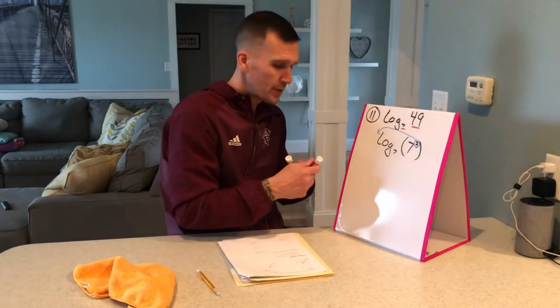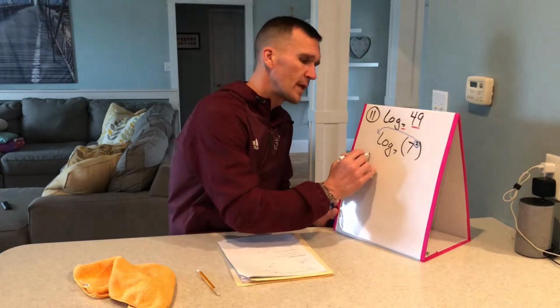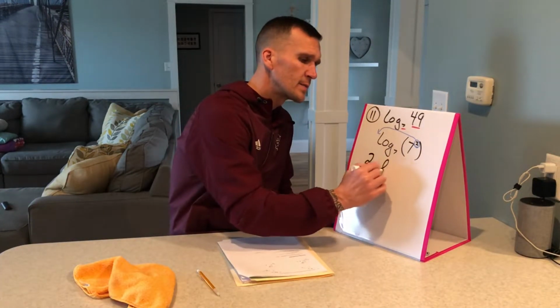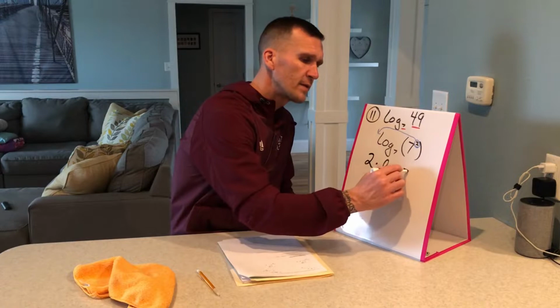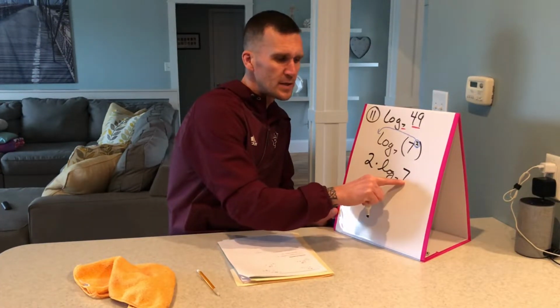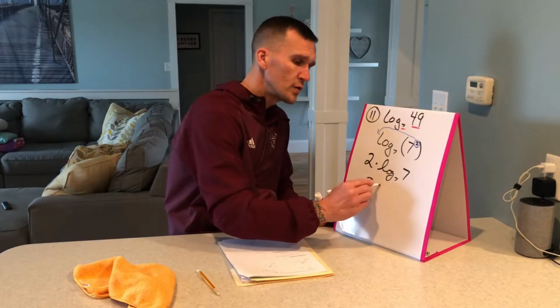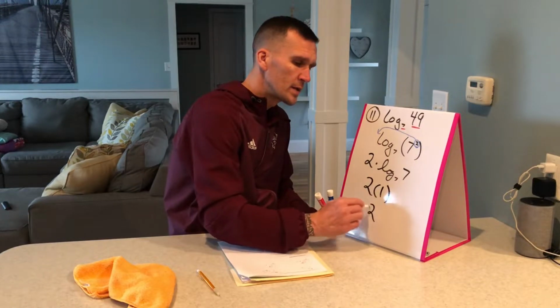So using the power property of logarithms, I now have a new expression, and it's 2 times log base 7 of 7. Now the argument and the base match up. That's the argument, that's the base, and log base 7 of 7 is 1. So I have 2 times 1 is 2.